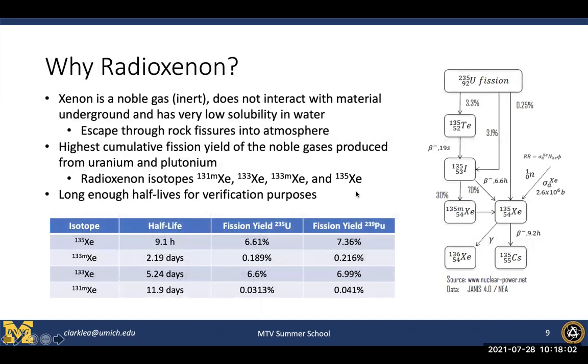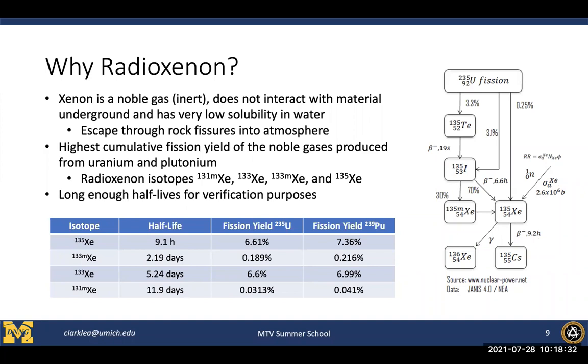So why exactly does the CTBT look for radioactive xenon, or radioxenon? Well, radioxenon was chosen for three major reasons. The first reason is that it is a noble gas, meaning it is inert and it doesn't really interact with material like soil or rocks that occur from underground explosions. And it also has a very low solubility in water.